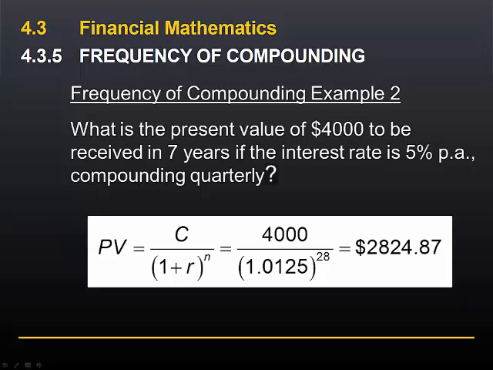The reason for this is that the present value represents the amount that we would have to deposit into a bank account in order for it to grow to the future value. With annual compounding, we have to deposit $2,843 in order to grow to $4,000. Because we get more interest on interest with quarterly compounding, we only have to deposit $2,825 to achieve a balance of $4,000 in 7 years.